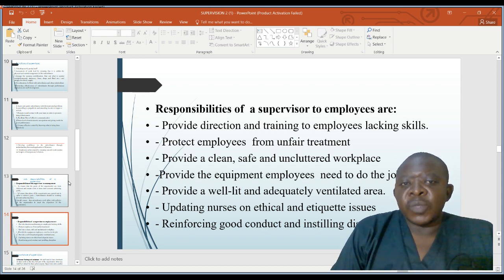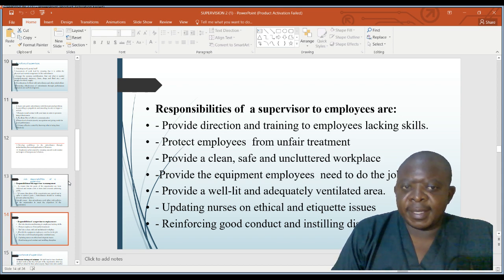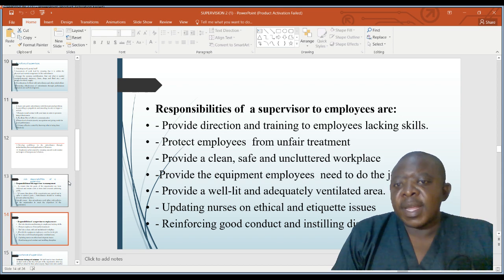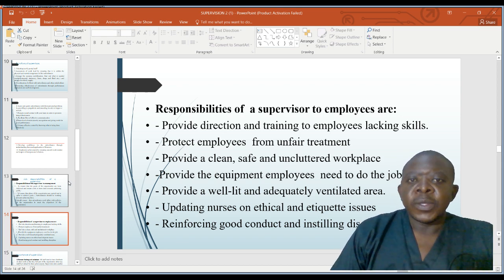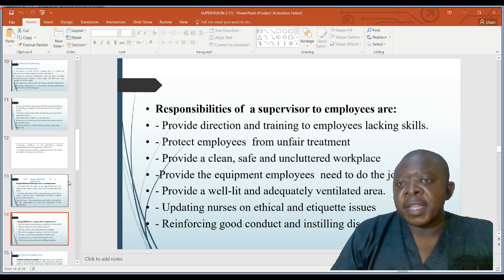So the first one is to provide direction and training to employees lacking skills, protect employees from unfair treatment, provide a clean, safe, and uncluttered workplace, provide the equipment employees need to do the job, provide a well-lit and adequately ventilated area, updating nurses on ethical and etiquette issues, reinforcing good conduct and instilling a discipline. So these are responsibilities of a supervisor to employees.